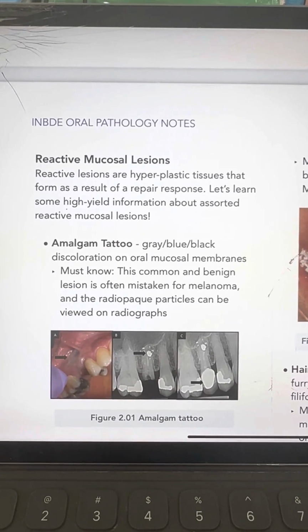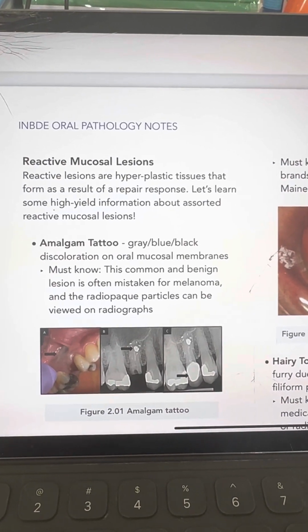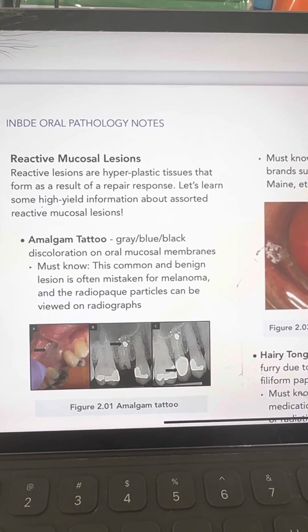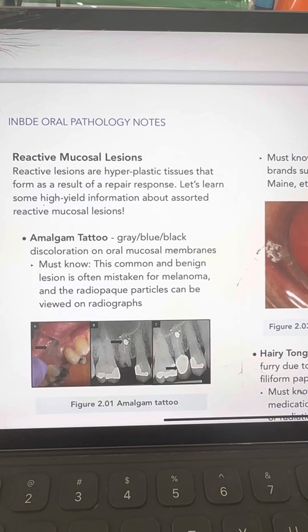Reactive mucosal lesion. Reactive lesions are hyperplastic tissue that form as a result of the repair response. Let's learn some high-yield information about assorted reactive mucosal lesions.